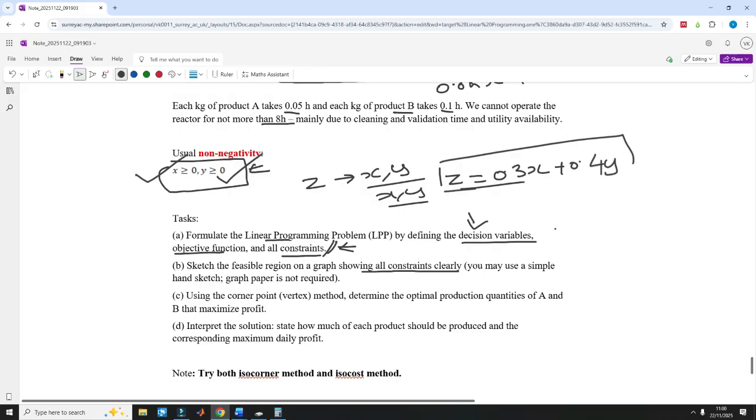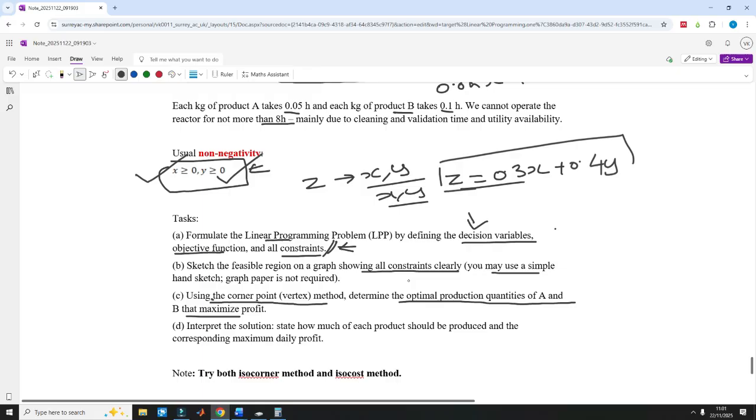So you may use a simple hand sketch, so just draw it on a piece of paper. You don't need a graph paper to solve this type of problem. And this is something that we are going to learn right now. So use the corner point method and determine the optimal production quantities of A and B that maximize the profit.